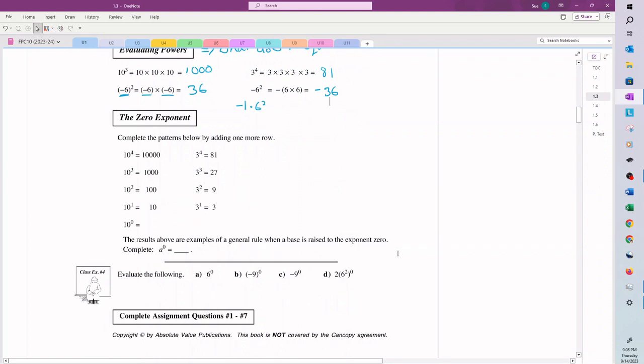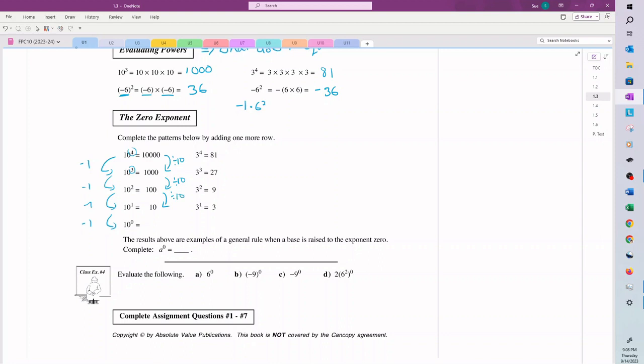All right, this says for the 0 exponent, so something to the power of 0. So you would have covered this in grade 9. So if we look at these exponents, the exponent is going down -1, and then -1, and -1, -1. So we're continuing the pattern that the exponent is going down by 1. And if we look at this side, each time it's dividing by 10. And that's dividing by 10 and dividing by 10. So we're going to do that again, and we're going to divide by 10. That means that 10 to the 0 equals 1.